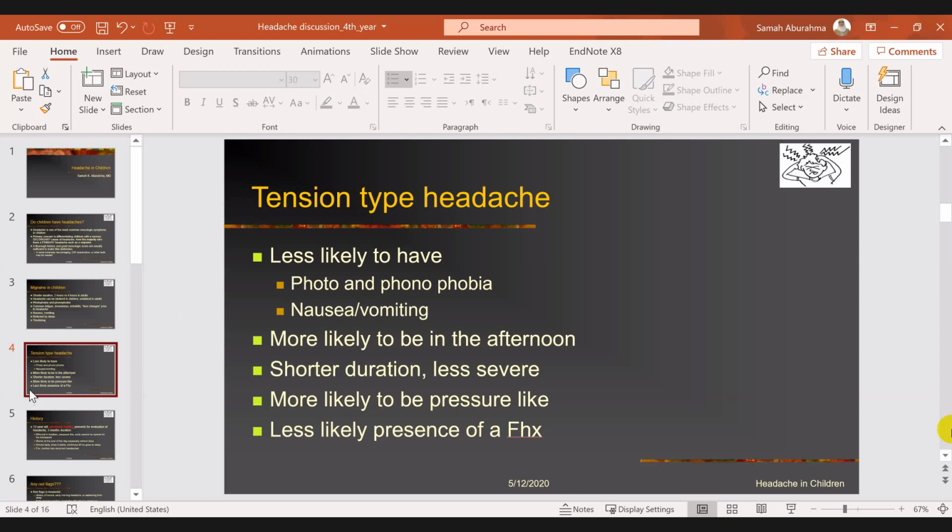Any questions up till now? Everything is clear to you up till now? Yes. Okay, excellent. Let me go ahead and start with our first case scenario, the first case. And after that first case, we'll talk about the red flags in headache. When should you suspect a serious underlying cause of headache?